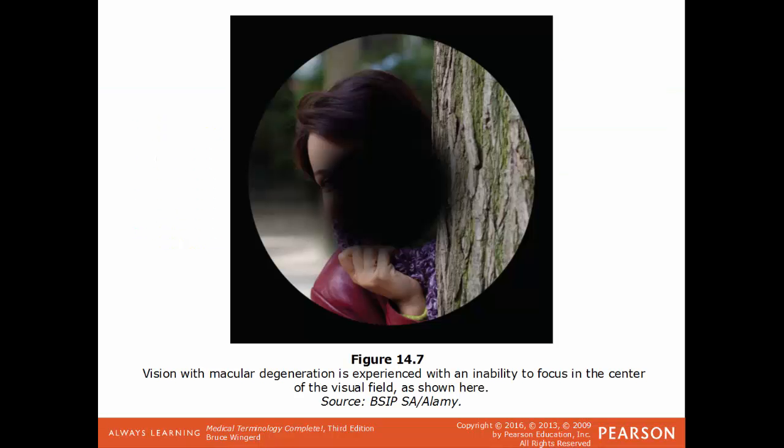So going back to the sample image we had before, if someone were to have macular degeneration, this is what they would see. The center of their field of vision, because the macula is breaking down, is becoming deteriorated. So as the condition gets worse, this blind spot will get larger and larger and larger. And eventually it will fill up this whole field of vision, and the person will be completely blind.